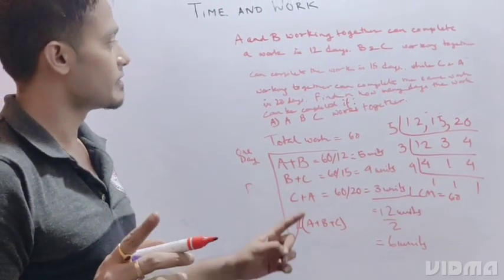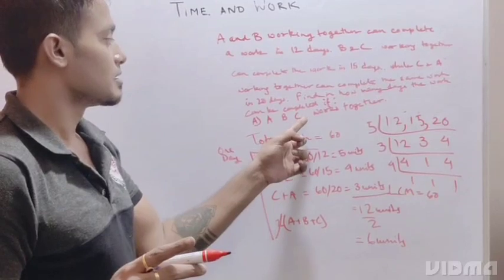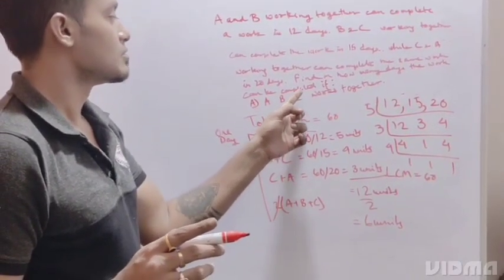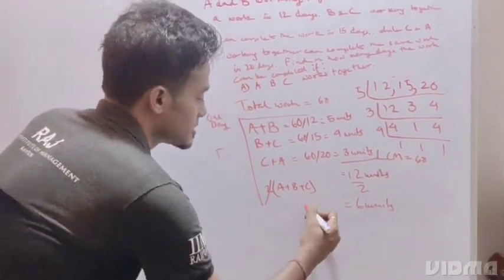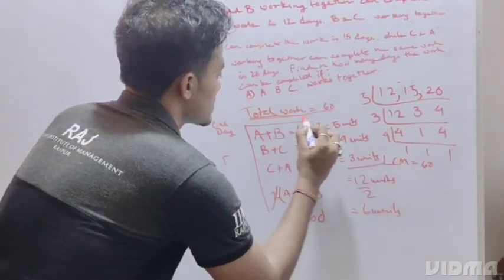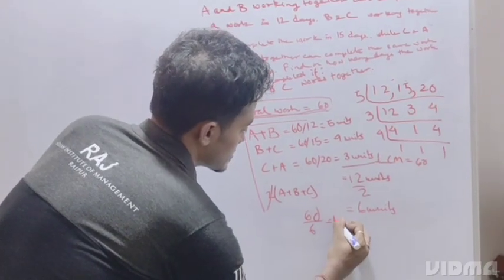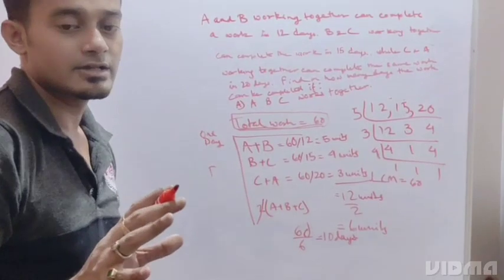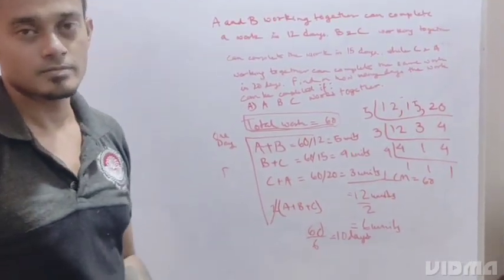So what do we need to find out? In how many days will A, B and C, if they work together, complete the work? So 60 units of work, we were given 60 units of work at the beginning. How much? 60 by 6, that is equal to 10 days. They will need 10 days to complete the whole assignment given to them.